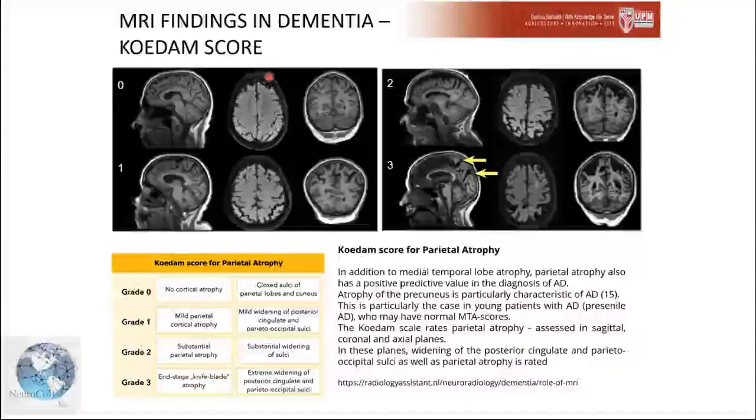So this is another score, which is what we call the Koedam score. The Koedam score is to assess the parietal atrophy. We have grade 0, grade 1, and grade 2. So this is how the grading differs in 0, 1, 2, and 3.